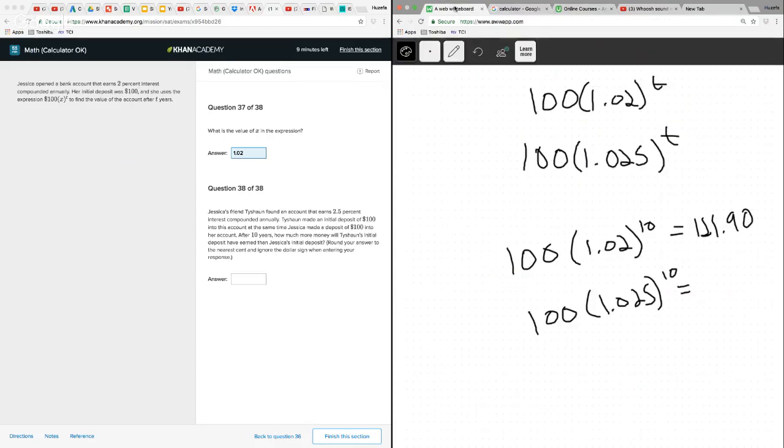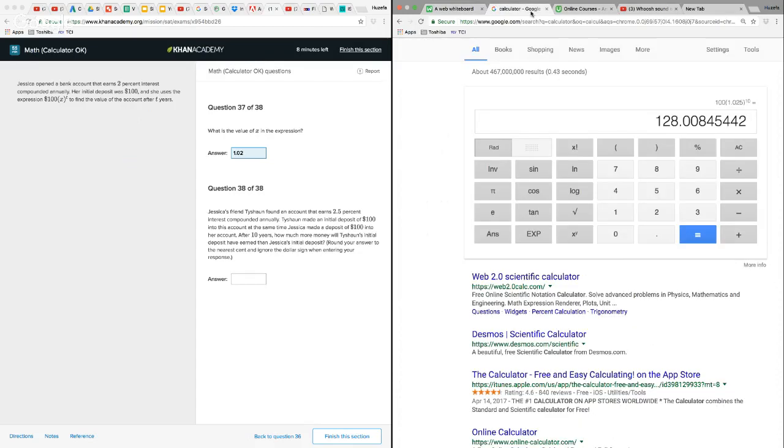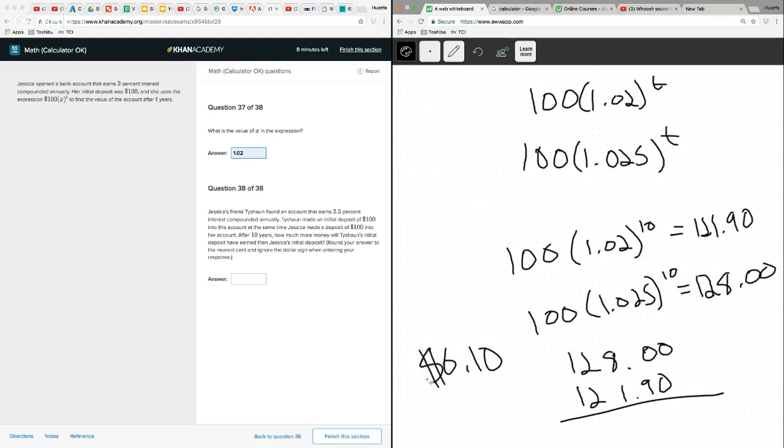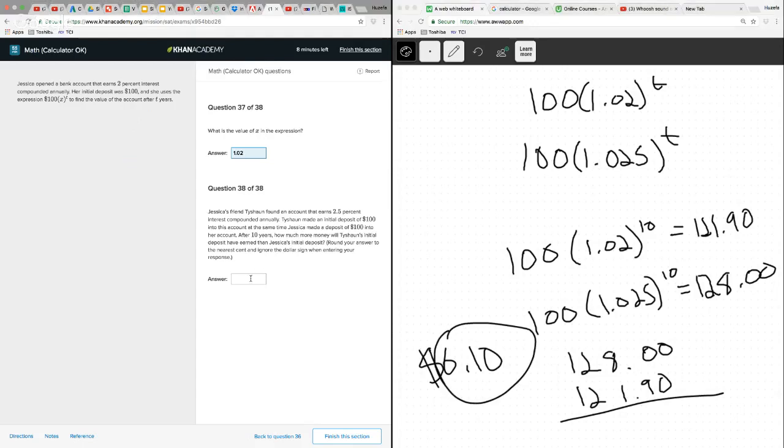He'll make $128. Whoops, 128 and 0 cents. We don't round, really. So now we've got 128 minus 121.9000, and do a little subtraction. Now I can do that. You can do this mentally. It's going to be $6.10, but no dollar sign. So just put in 6.10. I think you have to put the zero, otherwise they'll take points off.